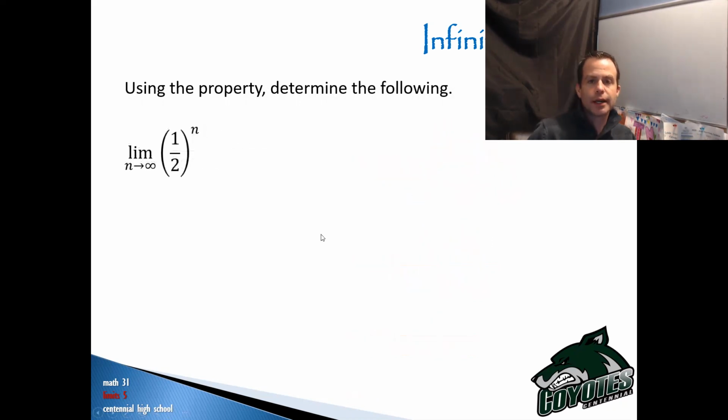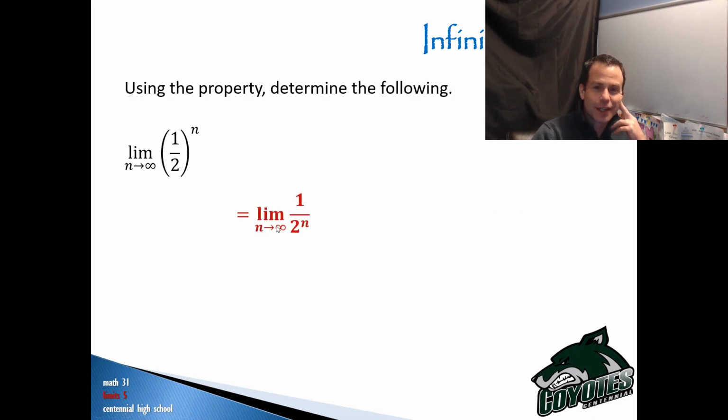Okay, take a look at this guy now. The limit of 1/2 to the n, where n approaches infinity. Now, this one's a little different because it's not an n to the something, it's a something to the n. So n is no longer my base, it's my exponent.